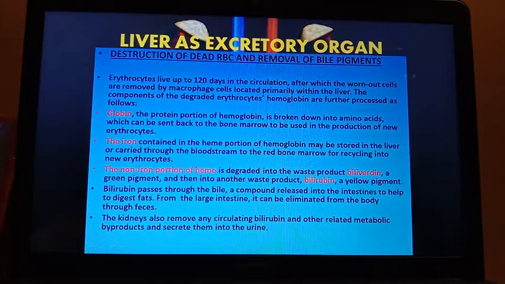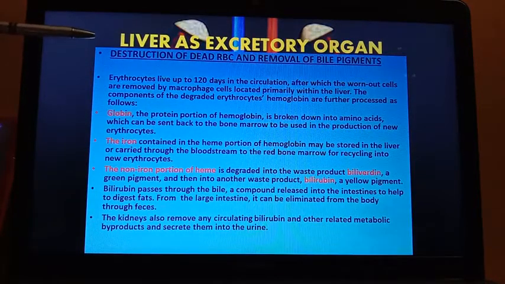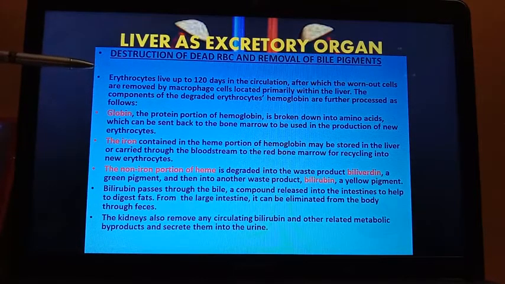Now next function of liver as excretory organ is destruction of dead RBC or red blood cells and removal of bile pigments. Erythrocytes live up to 120 days. Actually, lifespan of the RBC is 120 days in the blood circulation, after which the worn out cells, means the dead cells, are removed by the macrophage cells located in the liver. Macrophage is the cell present in the liver which can engulf or eat the dead red blood cells.